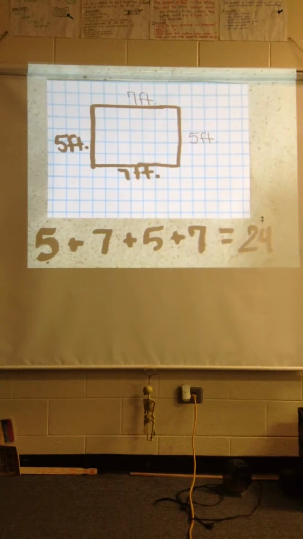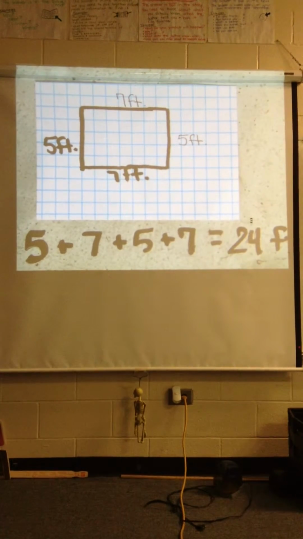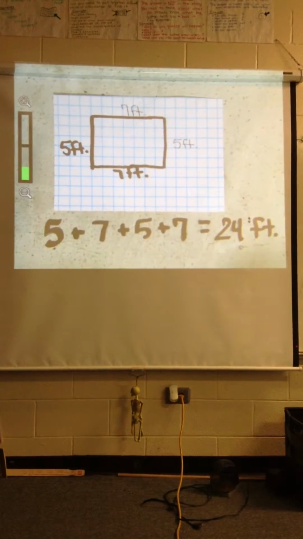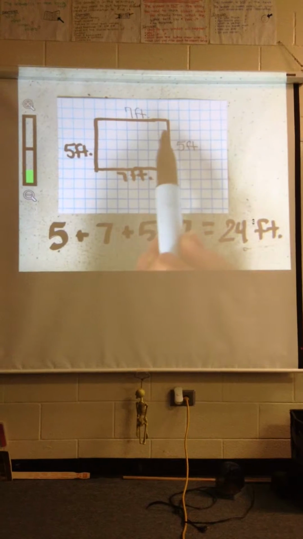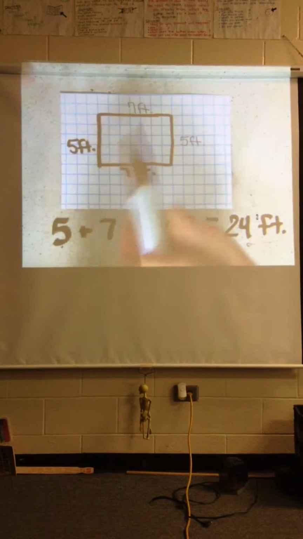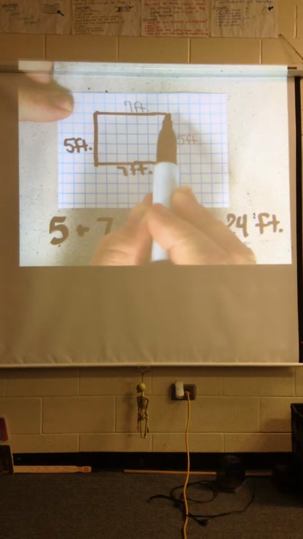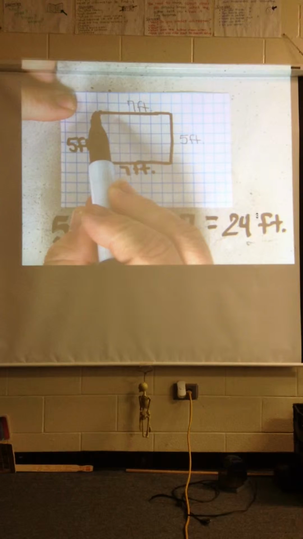You must put the units, which are feet. So the perimeter of this rectangle is 24 feet. That means that is the distance from this corner all the way around this figure.